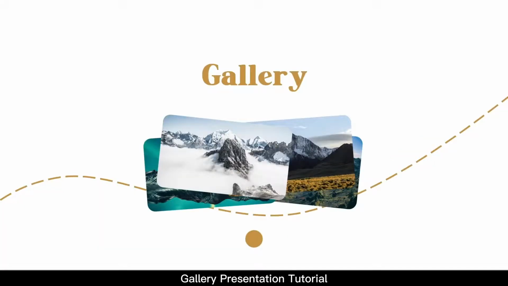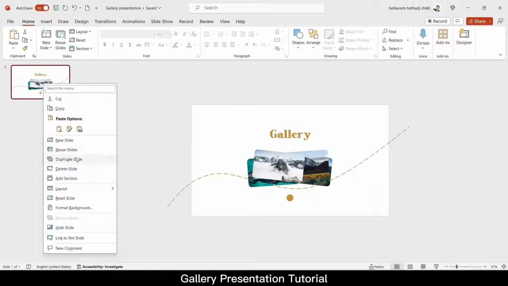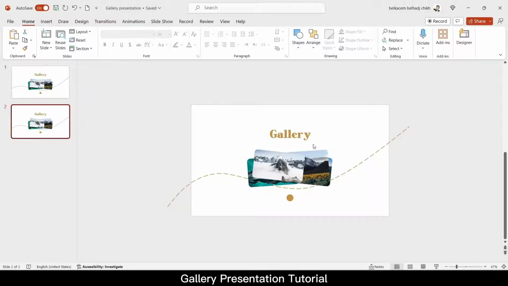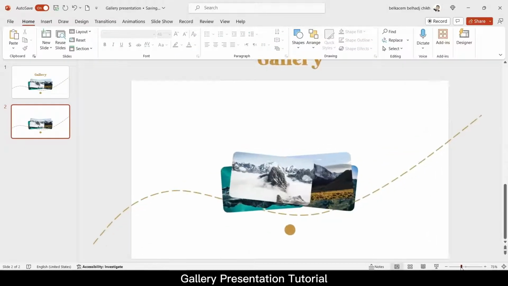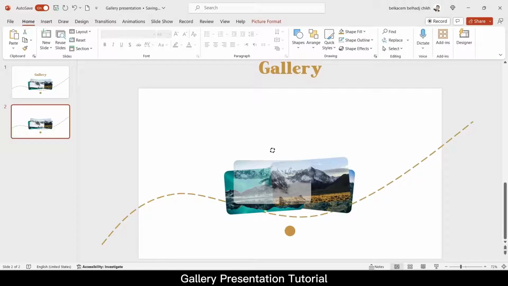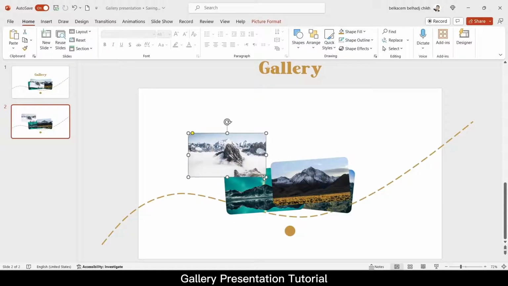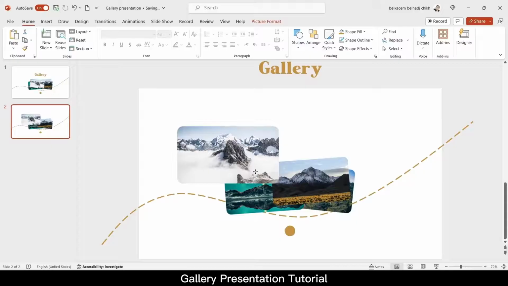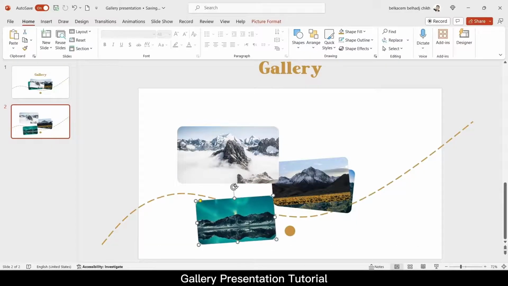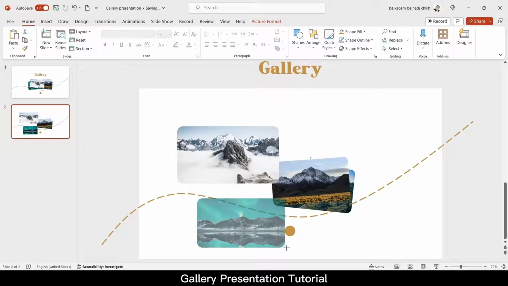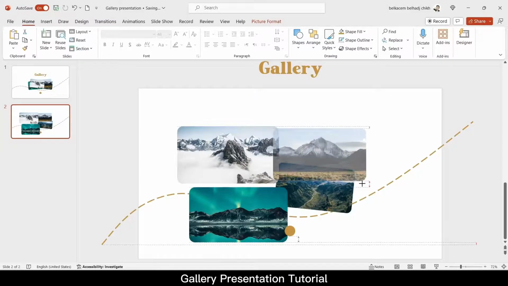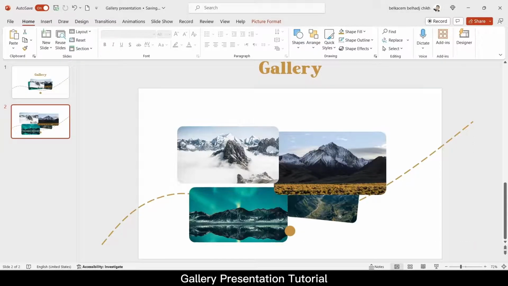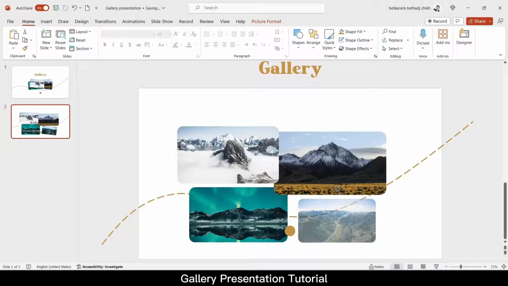Nice. So now, since we finished the first slide, let's duplicate it and move to the design of the second one. Let's move the title out of frame right there. Then straighten up those pictures. Like that. And try to put them near each other. As I'm doing here.